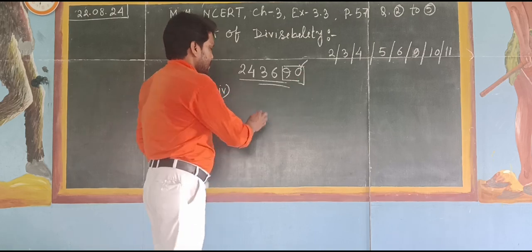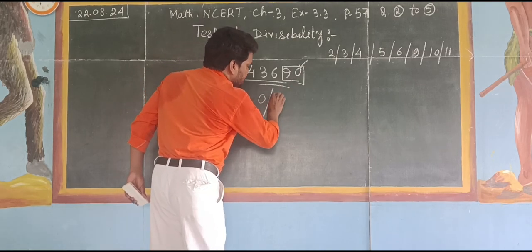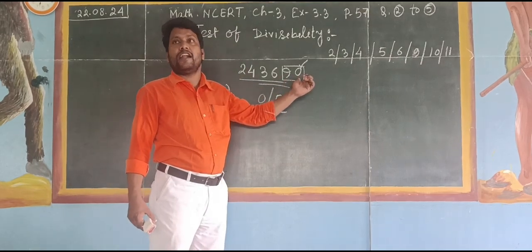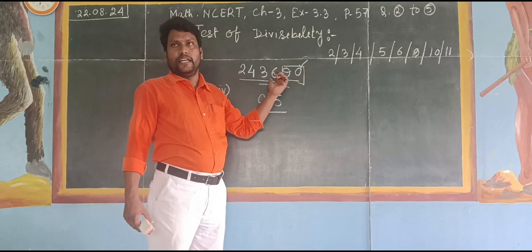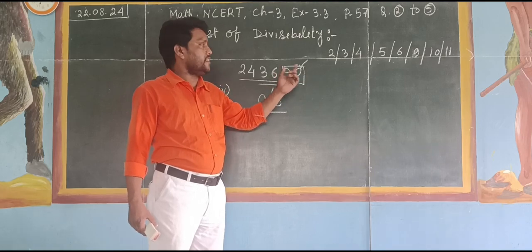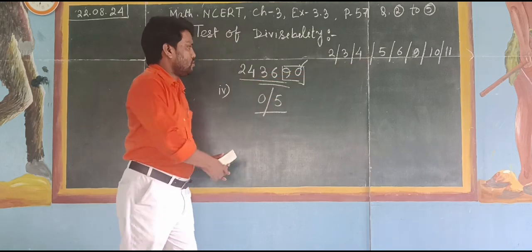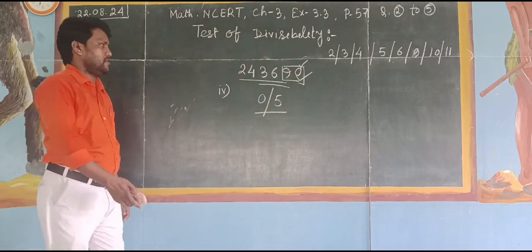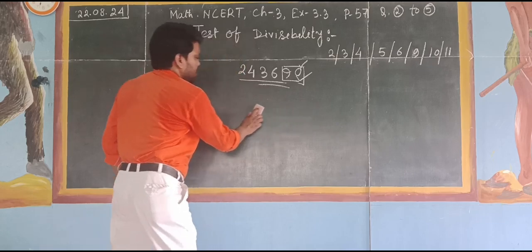If there is 0 or 5 in the ones place in the number, then the number will be divisible by 5. So here is 0, that means the number is divisible by 5. Okay? Next, question number 6.